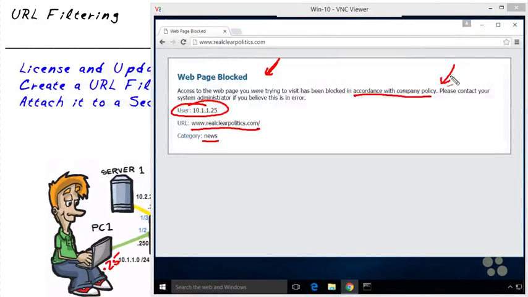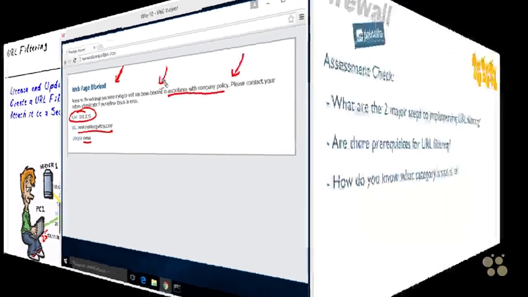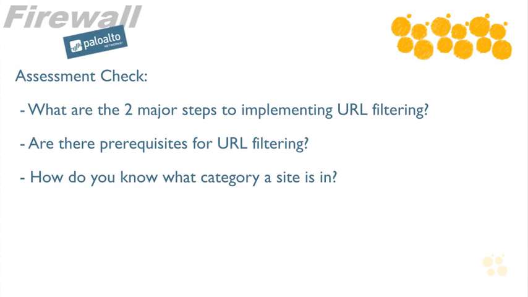Now we can customize these messages that come up, so we don't have to accept the default text that's here. And what we're attempting to do with this is to help enforce company policy and also keep our users safe. If we know that certain sites have been categorized as malware or other types of sites that really should never be visited from a work computer, it's much better to have the Palo Alto firewall stop that traffic before it ever gets out. And with that, my friend, it is assessment check time.